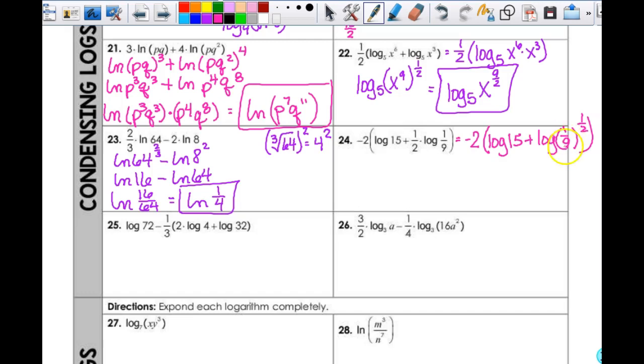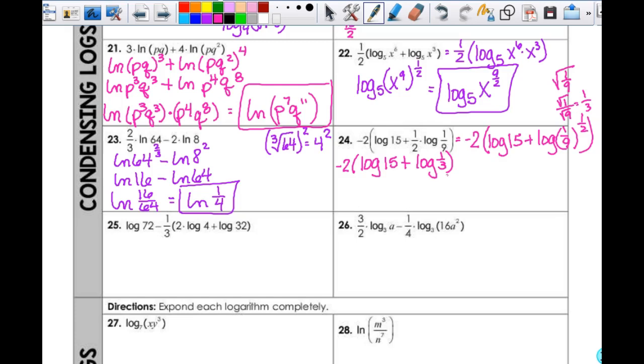All right, so what is 1/9 to the 1/2? First of all, what does something to the 1/2 power mean? Square root. So what's the square root of 1/9? It's 1/3. Okay, the square root of 1/9, don't guess. Square root of 1/9 is the same thing as the square root of 1 over the square root of 9. Well, what's the square root of 1? 1. Square root of 9 is 3. It's 1/3. Because 1/3 times 1/3 would give you 1/9. So that's right. So that means I'm going to have -2 times log of 15 plus log of 1/3, like that. Okay? So now I'm going to combine those before I worry about my exponent.